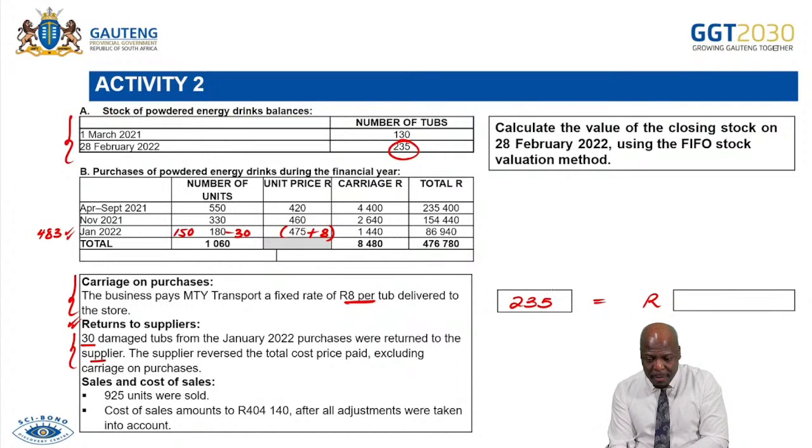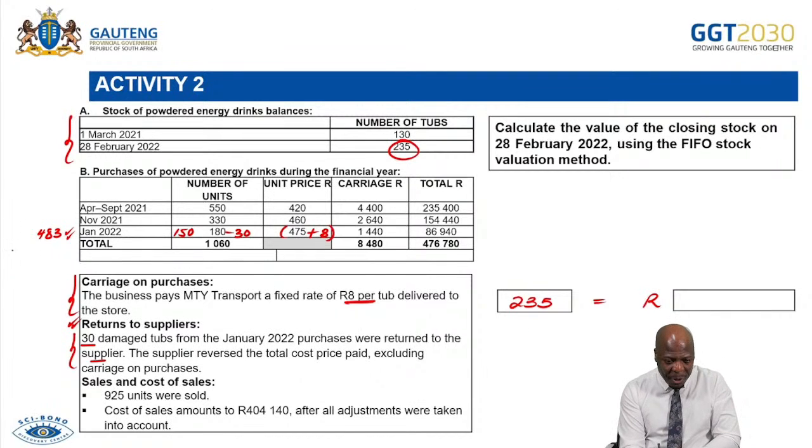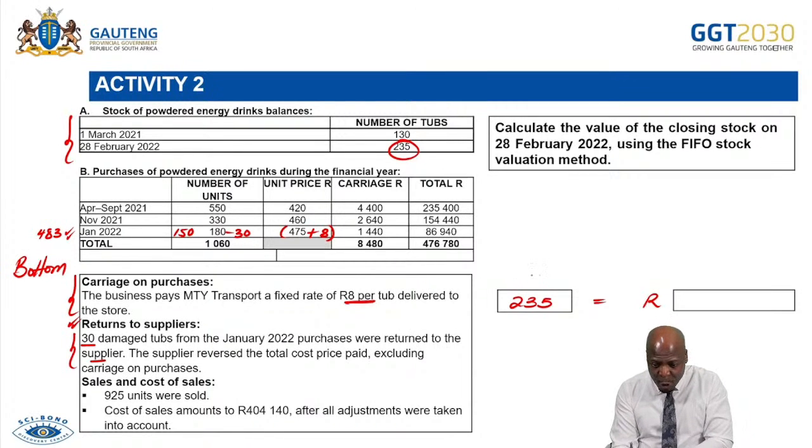Are we good? So I'll come here and say I need to have 235 units. Where do we start? We start from the bottom, and we're going up. So from the bottom, how many units can we get? Can we get 180? Certainly not. How many can we get? 150. So I'll come here and say 150.